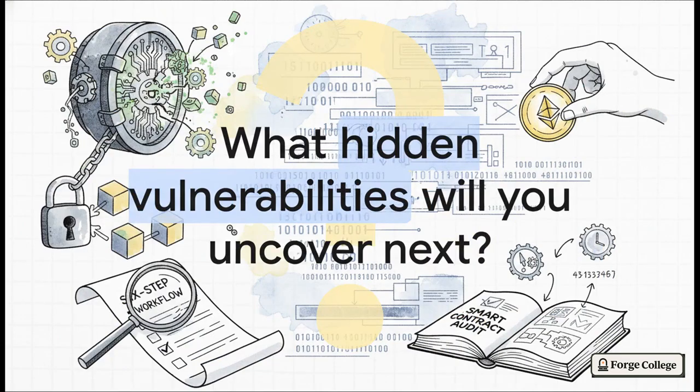You now have a rock-solid, systematic routine to evaluate risk before you even read a line of code. So look at that blueprint in front of you. With your prioritized blueprint ready, what hidden vulnerabilities will you uncover next?